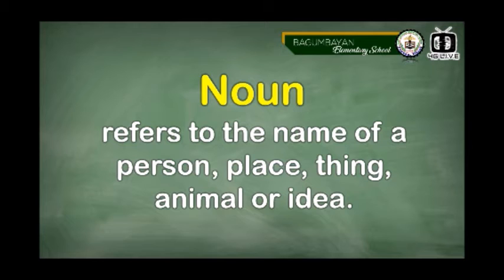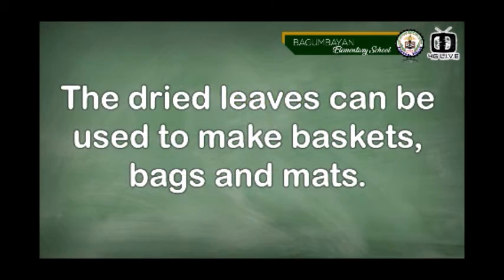These words are nouns. A noun refers to the name of a person, place, thing, animal, or idea. Now, let's use some of these nouns in sentences. The dried leaves can be used to make baskets, bags, and mats. What are the nouns used in the sentence? The nouns used in the sentence are leaves, baskets, bags, and mats.